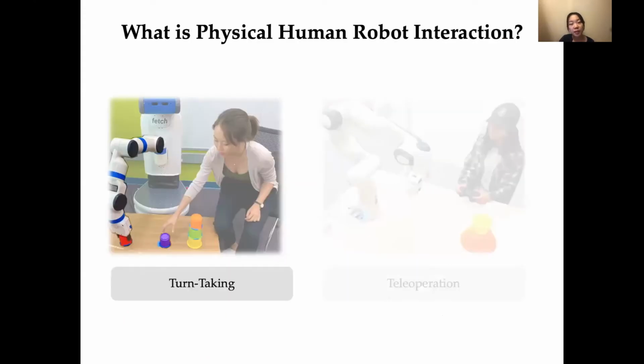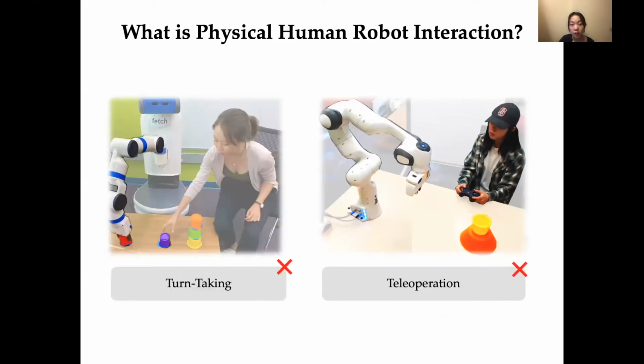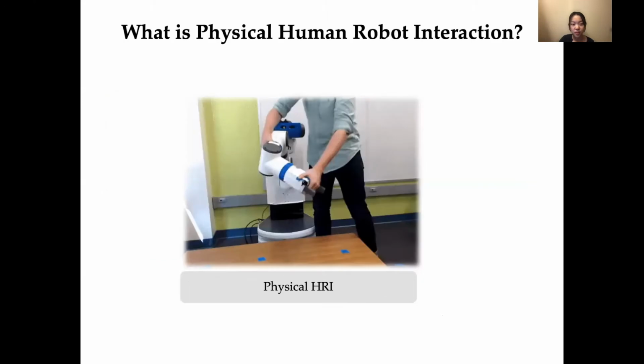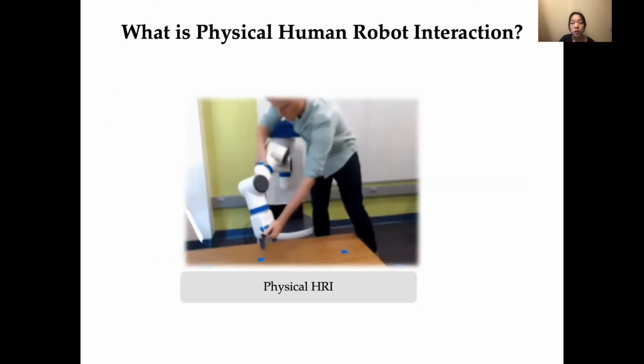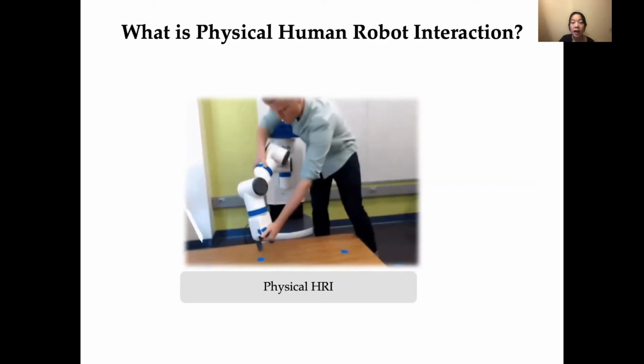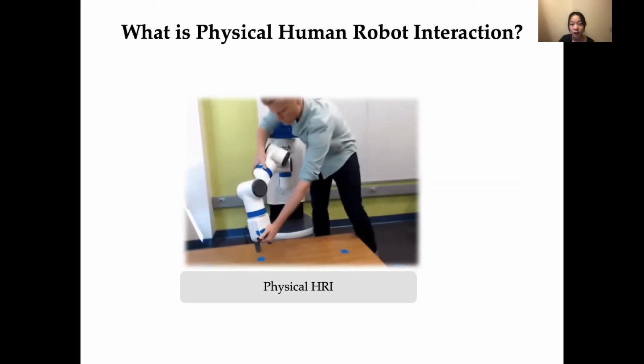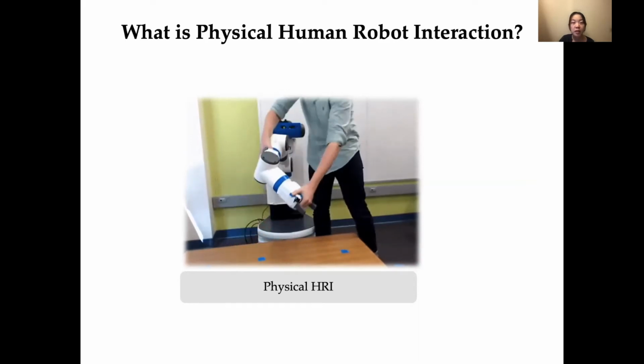A common paradigm of human-robot interaction is when humans and robots take turns to manipulate objects in a dyadic fashion, or in assistive settings, where a user might use a joystick to teleoperate a robot. However, these two common paradigms are not physical. We refer to physical human-robot interaction when a human physically makes contact with the robot as a way of providing corrections or feedback. For example, physically moving a robot arm to guide its behavior.